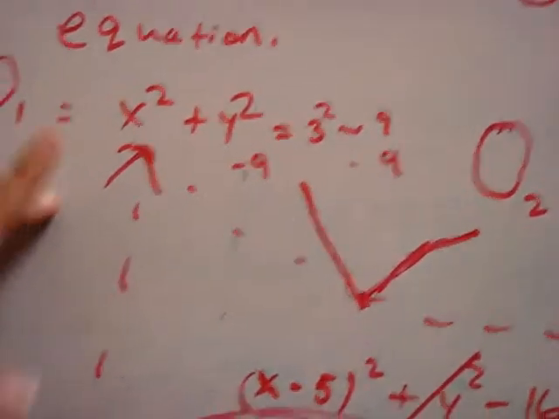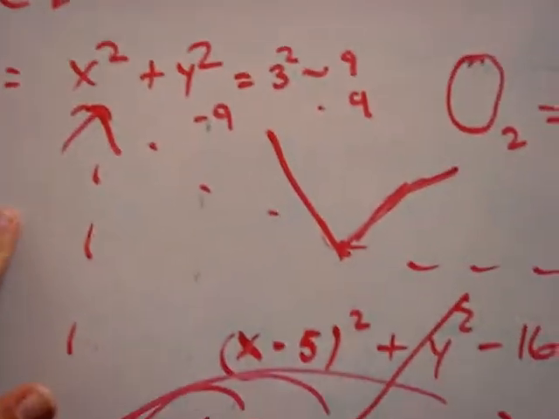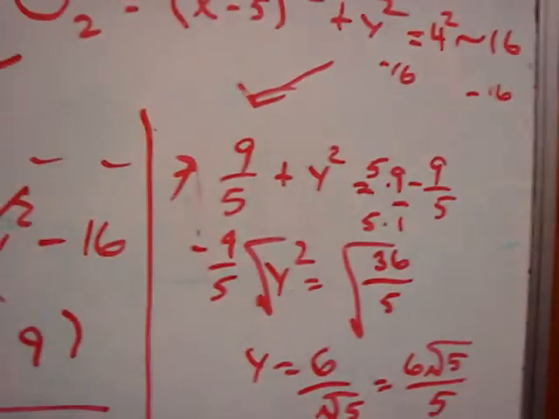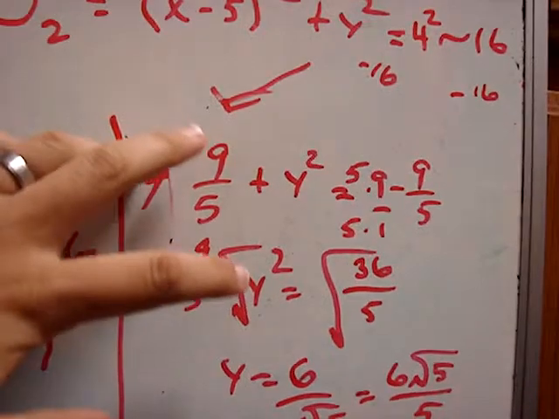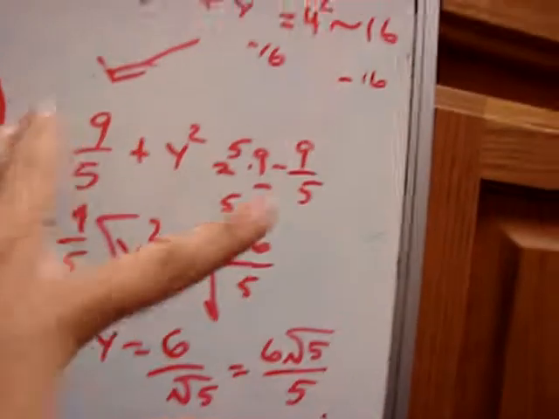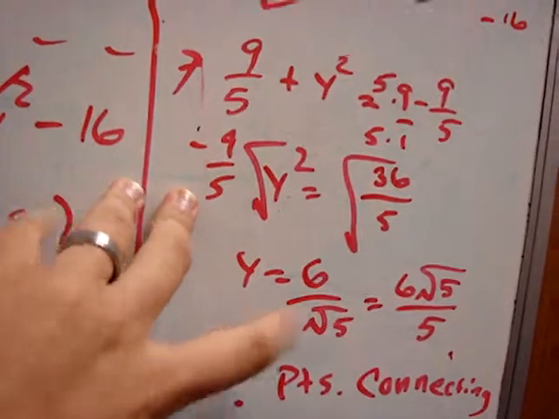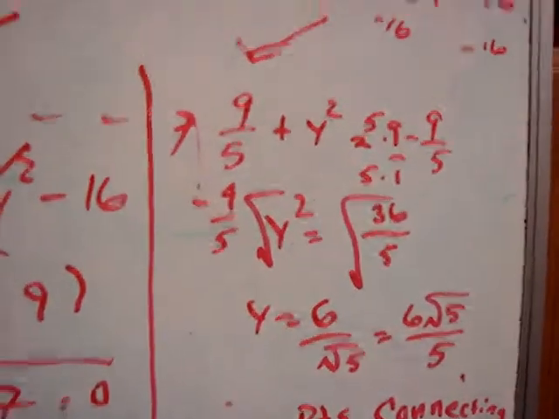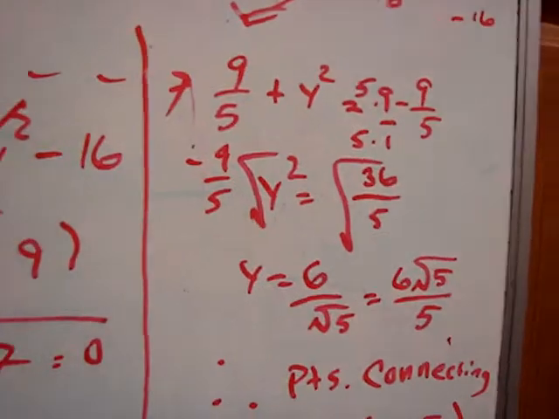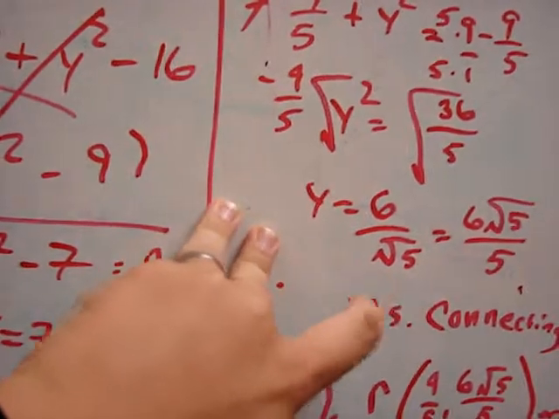You go all the way back up here, and you pick either equation to put your x in. I put it in circle 1 because it's just x squared. It's not x minus 5 squared. And then I moved it over here and worked out to find y. So we go 9/5 plus y squared equals, and then you find a common denominator because you subtract the 9/5 from both sides. You have y squared equals 36 fifths. Then you take the square root, so therefore y equals 6 over the square root of 5.